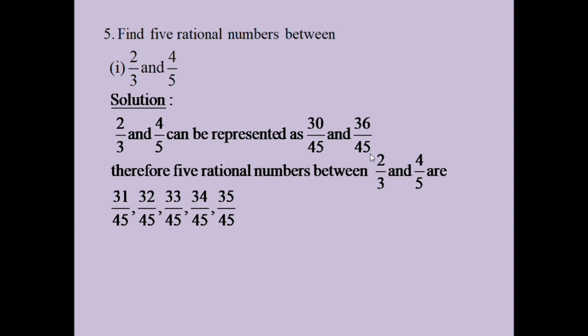We have already learned how to convert these rational numbers in such a way that the denominators are same, right? So in the same way, we have multiplied 2 by 3 into 15 by 15 to get this answer, and 4 by 5 into 9 by 9 to get 36 by 45. Therefore, 5 rational numbers between 2 by 3 and 4 by 5 are the numbers between 30 by 45 and 36 by 45. Those are 31 by 45, 32 by 45, 33 by 45, 34 by 45 and 35 by 45.